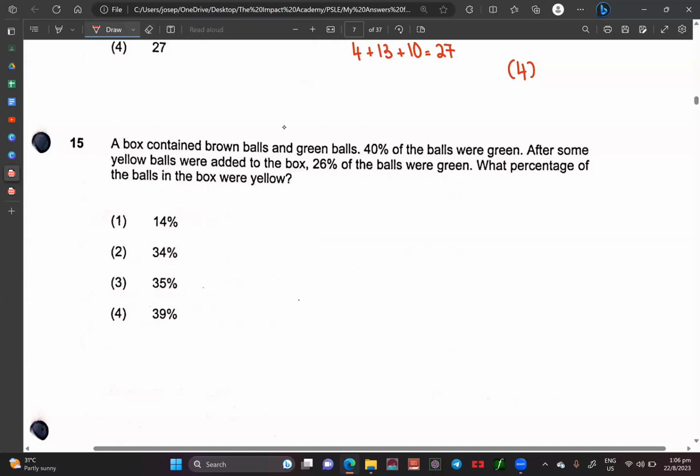So in question number 15, it says that a box contains brown balls and green balls. So I want to quickly write this down first. Now we have brown, we have green balls, and we know that 40% of them were green. So I can write down that 40% is green, therefore my hidden information has to be 60%. Now what exactly is that? You can change them into 4 is to 6, and then of course change it down to 2 is to 3. You can turn it into a ratio so that will be easier for you.